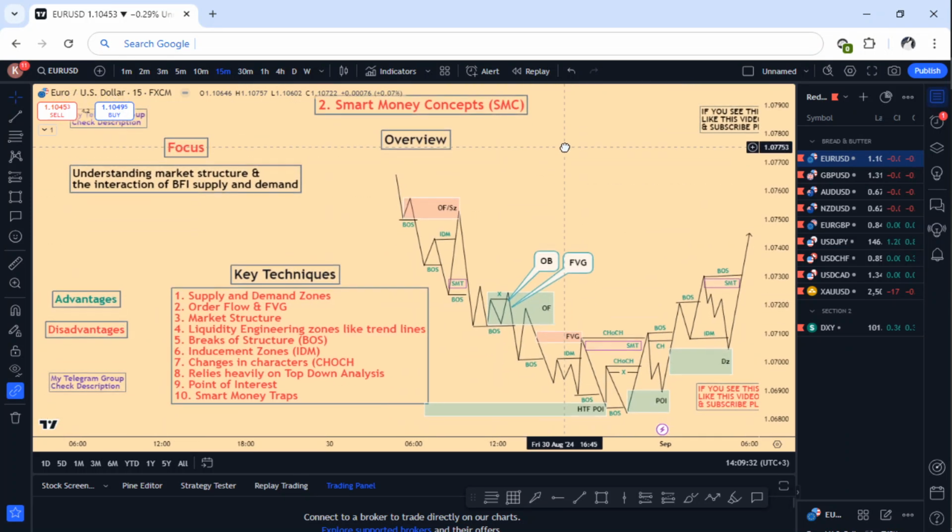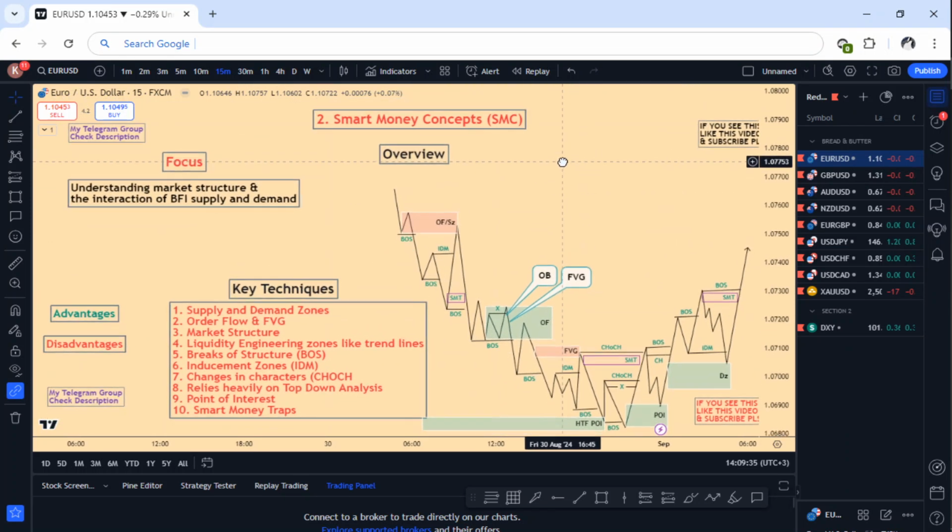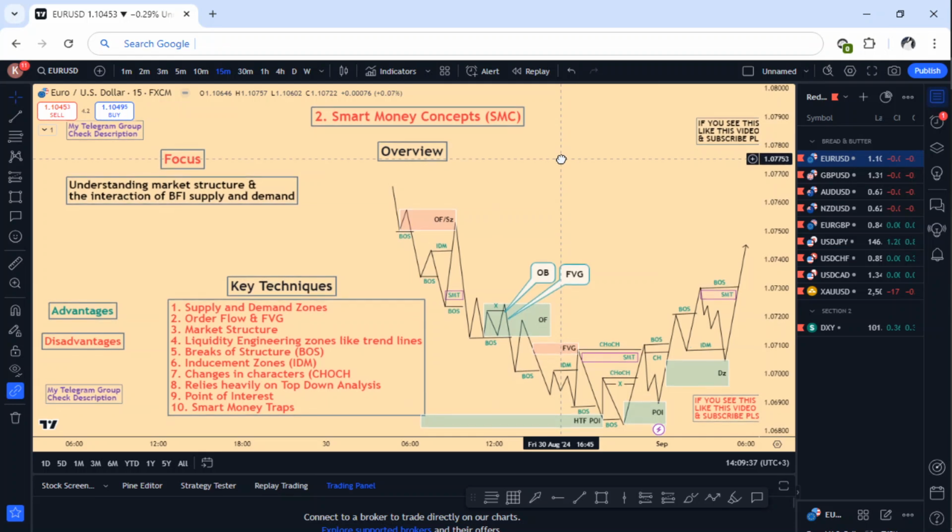Now for smart money concept, they share a lot of similarity with the other trading style, which is ICT. Basically, smart money concepts aim to understand market structure and the interaction of supply and demand. Furthermore, it revolves around the idea that smart money, or large financial institutions, leave footprints in the market that can be tracked and used for trading decisions.